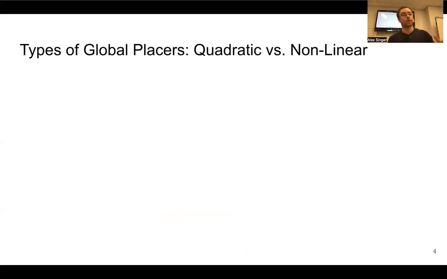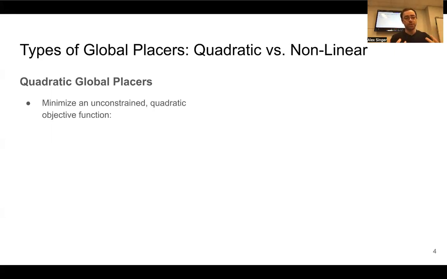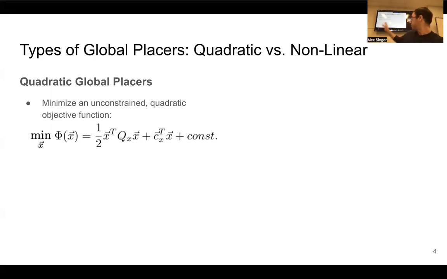Cool. So there are two types of global placers: quadratic global placers and nonlinear global placers. For the quadratic global placers, we're trying to minimize an unconstrained quadratic objective function, which looks something like this. The Q matrix you see here encodes the connections between movable blocks, and the C matrix encodes the connections between movable blocks and fixed points. By minimizing this equation, I can try to minimize our wire length, which is encoded into the Q matrix, while also observing our fixed constraints. And we can play with anchor points to deal with other constraints.